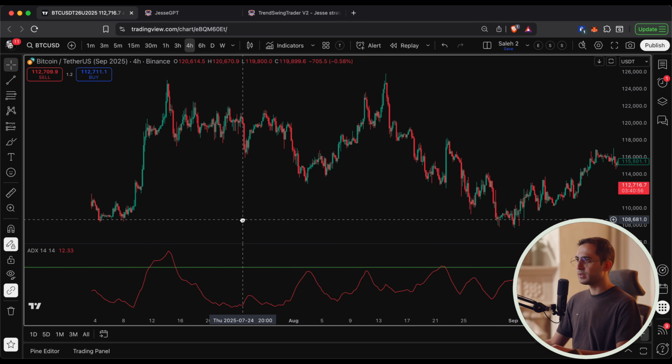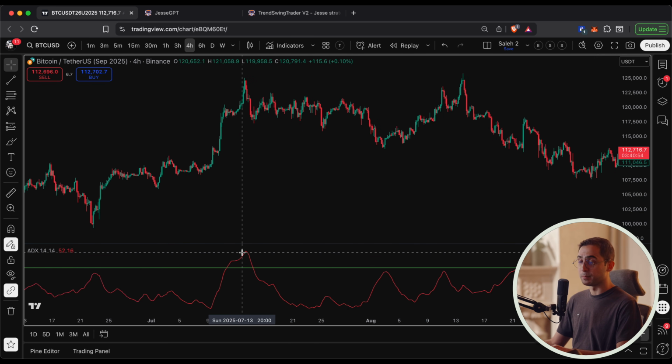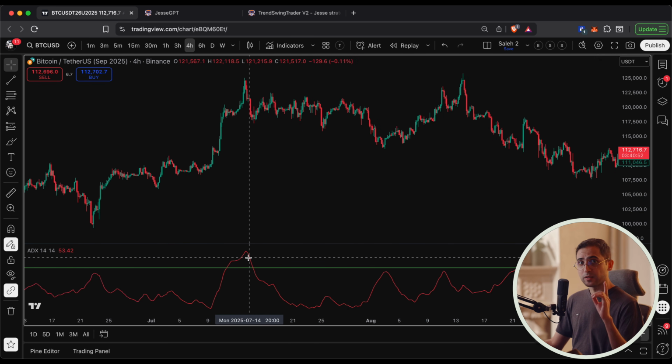So you see, I only want to take trades if the value of the ADX is above the threshold, like in here. Now, by the way, the time frame of the strategy is also the 4 hours. So make sure you set your chart to this.